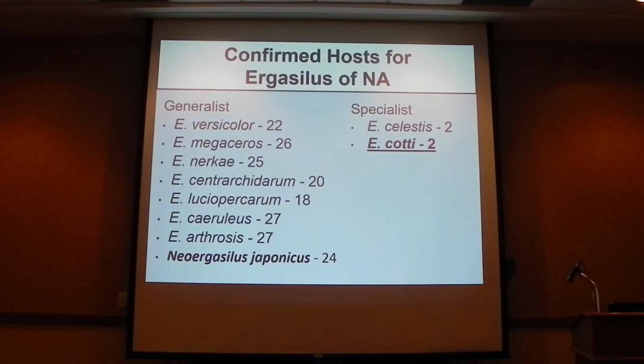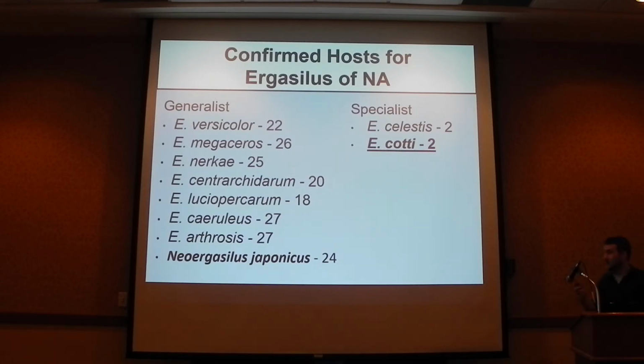So these are confirmed hosts for Ergasilus of New York, North America. This is just to give you an idea of generalist versus specialist. A lot of these are generalists, and this is mostly Great Lakes species that have been reported. This is a non-native from Japan that was reported in the Great Lakes 10, 20 years ago, and then recently in Oneida Lake in 2018. And then you have the specialists, and there's only a few of them that are known right now, and it's probably because people aren't searching for it, and that's a big limiting factor.